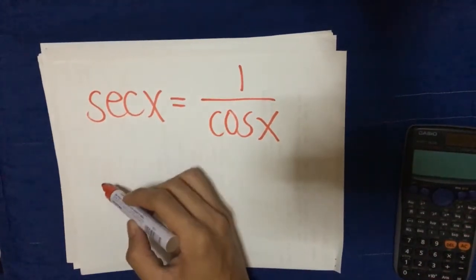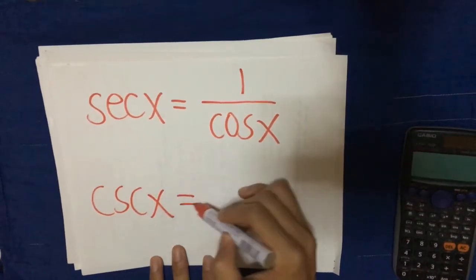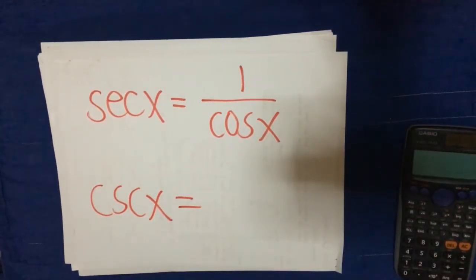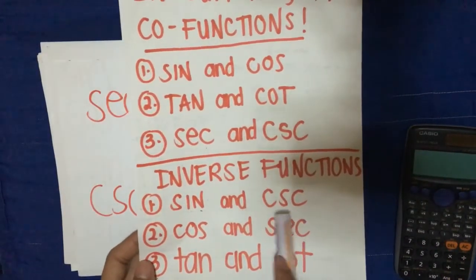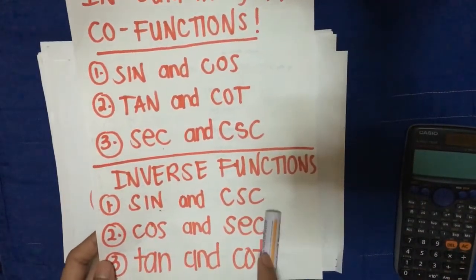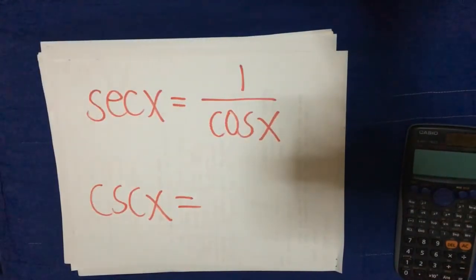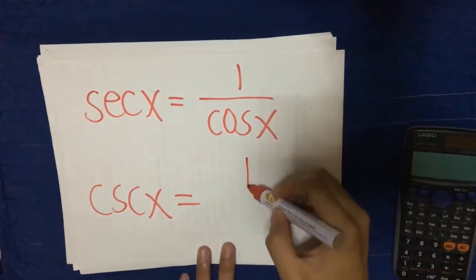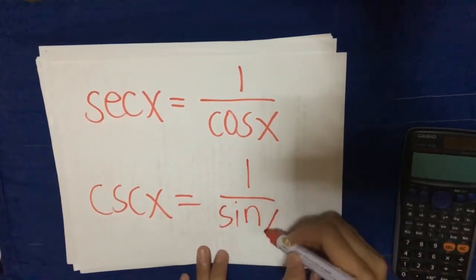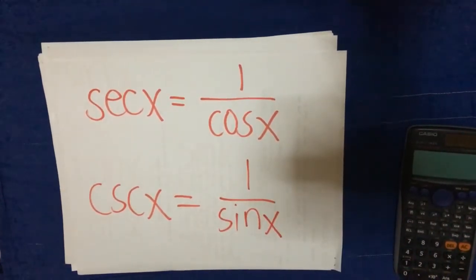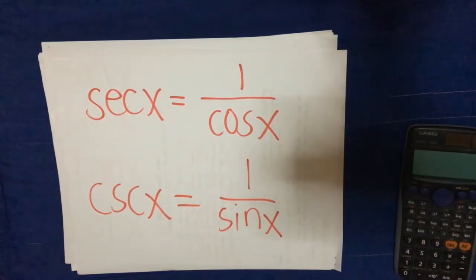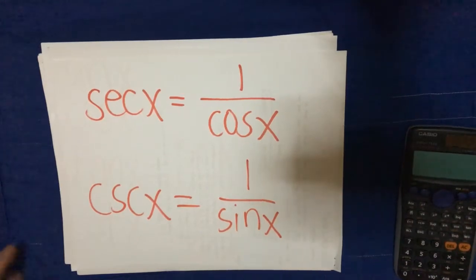How about for the cosecant x? Always remember again and again that cosecant is the inverse of sine x. So we can express this one as 1 over sine x. And there, we can say that all trigonometric functions can be expressed as a function of cosine and sine.